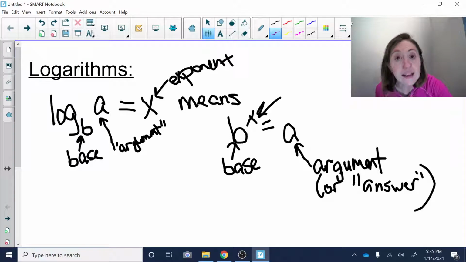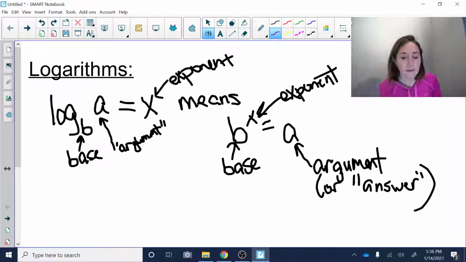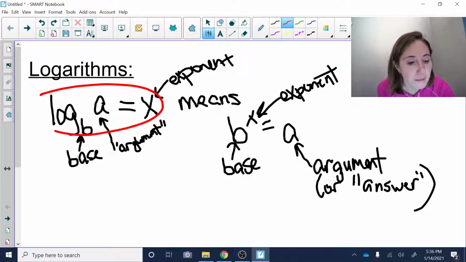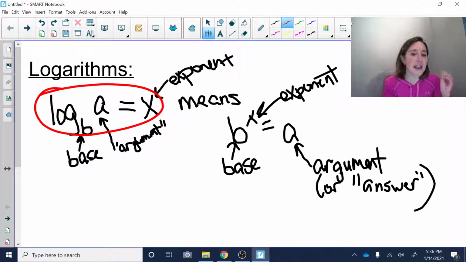And you see it as the exponent when it's written in exponential form here. So this is the exponent. X for exponent. Okay, so the way you read this, if you see a logarithm, is you say that you're taking the log base b of a and that it's equal to x. Log base, and then you read whatever's down there, and then you say of what that number is for argument.